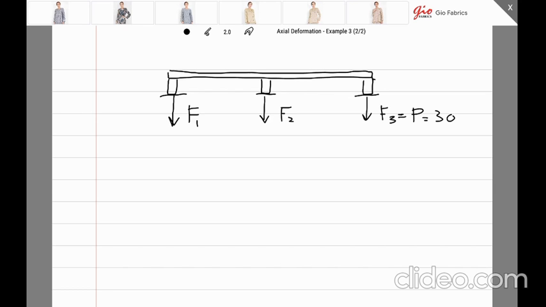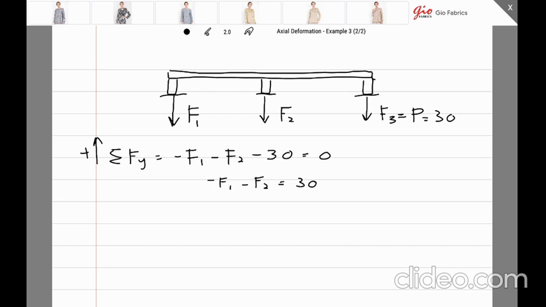Let's take the equilibrium equations, the force equilibrium first. We assume that upward is positive, so negative F1 minus F2 minus F3, or 30 kN, equals 0. So minus F1 minus F2 equals 30 kN.